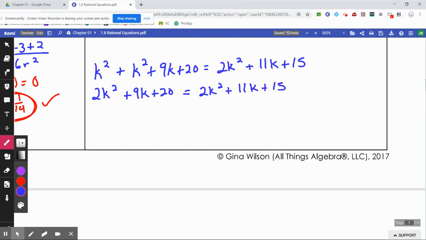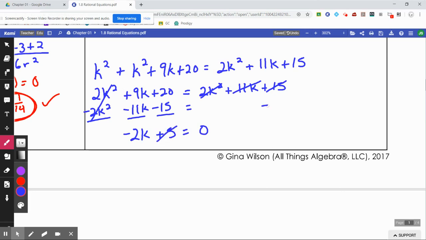When you move your terms over, we're going to subtract our 2k squared. We're going to subtract 11k's. And we're going to subtract 15. And you get, these cancel, gives you negative 2k plus 5 is equal to nothing. Let's move our 5 over. You now have negative 2k is negative 5, and when you divide by negative 2, you can leave your answer.